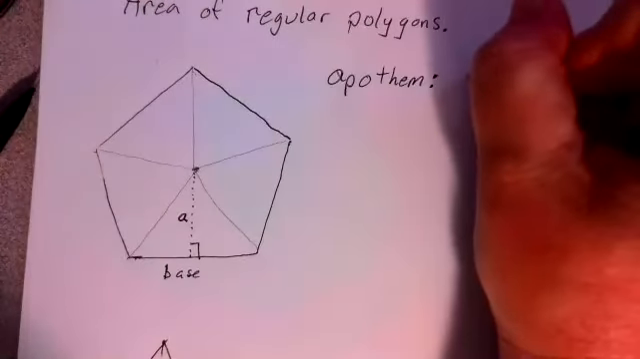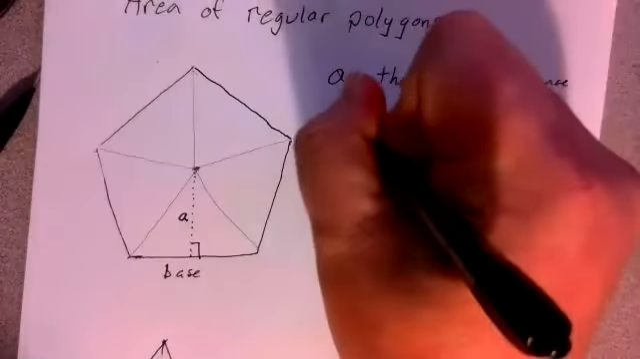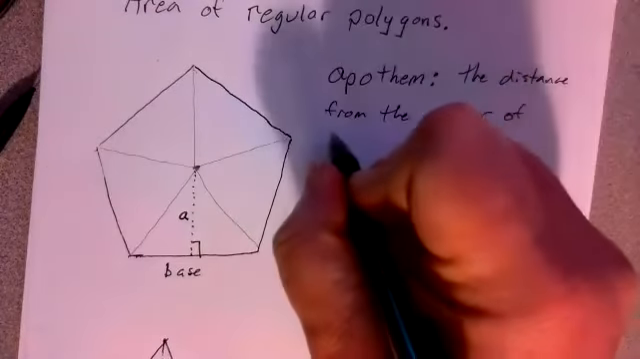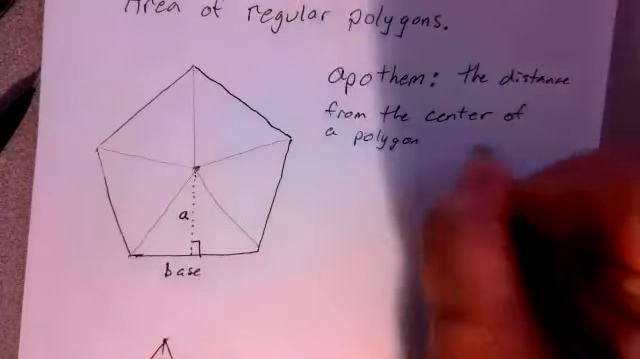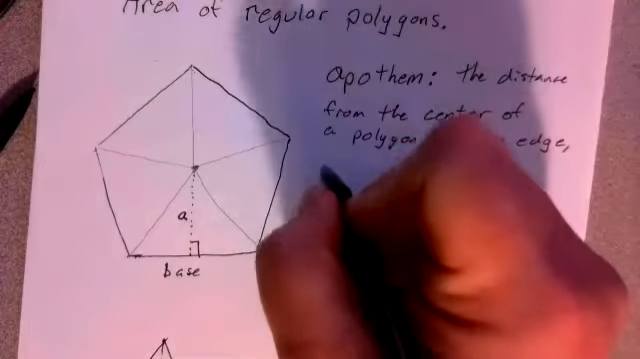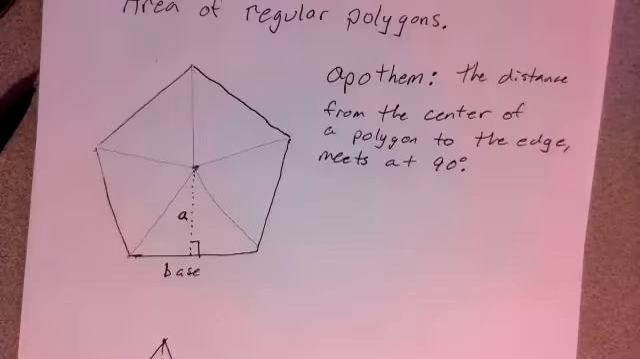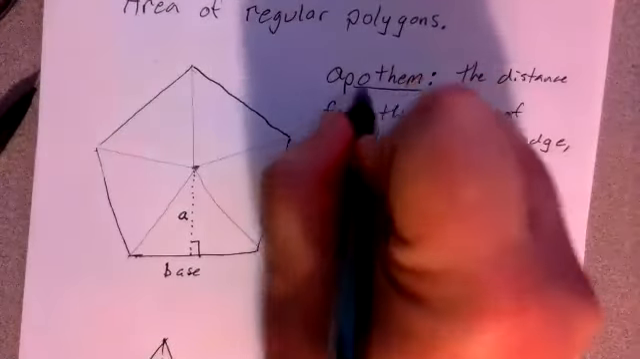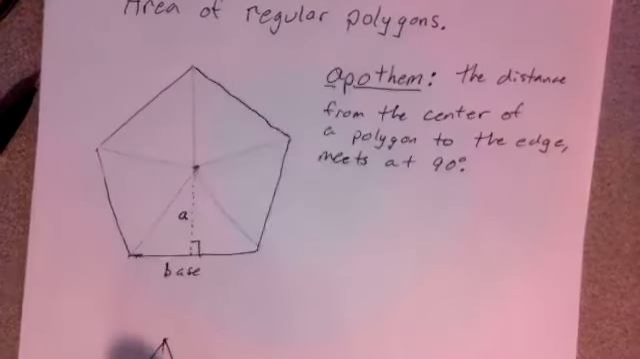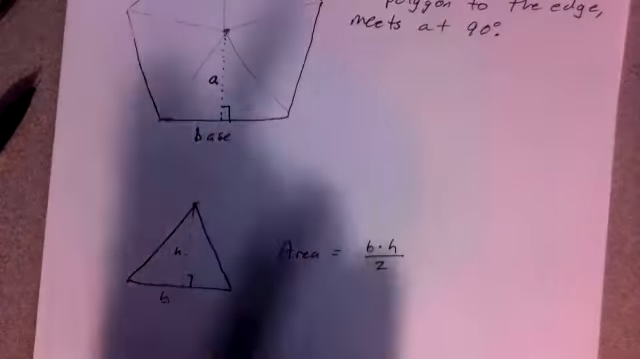An apothem is the distance from the center of a polygon to the edge, and it meets at a 90-degree angle. All right, so an apothem. Well, what's really awesome is that the apothem is the height of one triangle, right? So the apothem for this triangle is basically the height of a regular triangle.